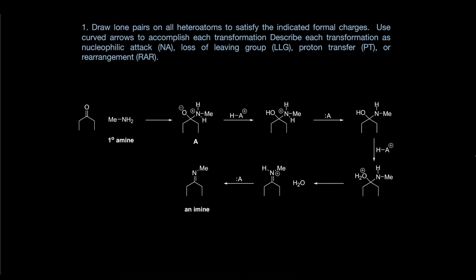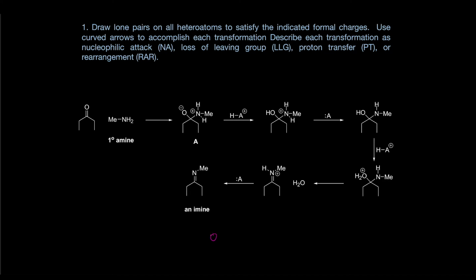Let's get into the general mechanism for imines. As we go through, we'll label each step and we'll draw the lone pairs on all the heteroatoms to satisfy the indicated formal charges. But before we start, it's helpful to be able to identify the number of lone pairs for oxygen and nitrogen. In a lot of cases, you'll have to identify the formal charge for a given atom using the formal charge formula. But since oxygen and nitrogen are so often used in organic chemistry, you'll likely be able to identify the formal charge based on the number of lone pairs and bonds.